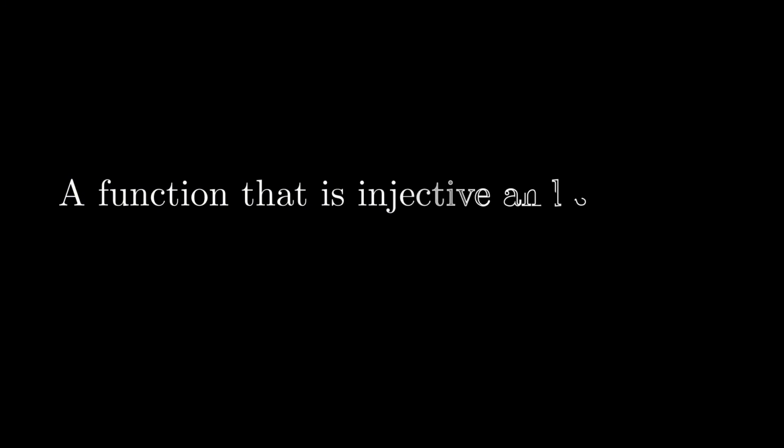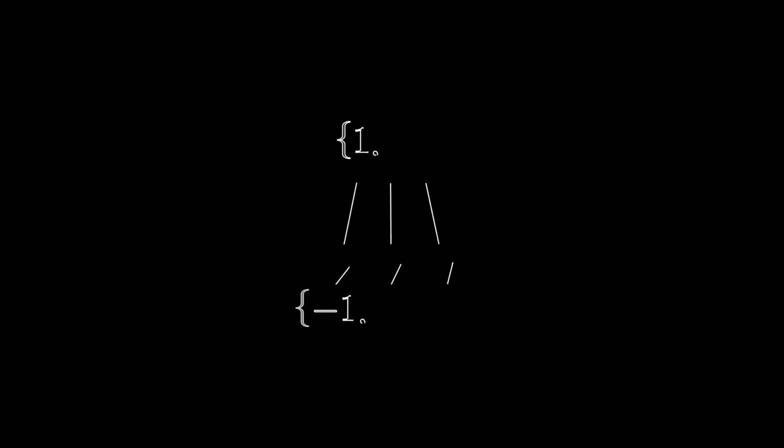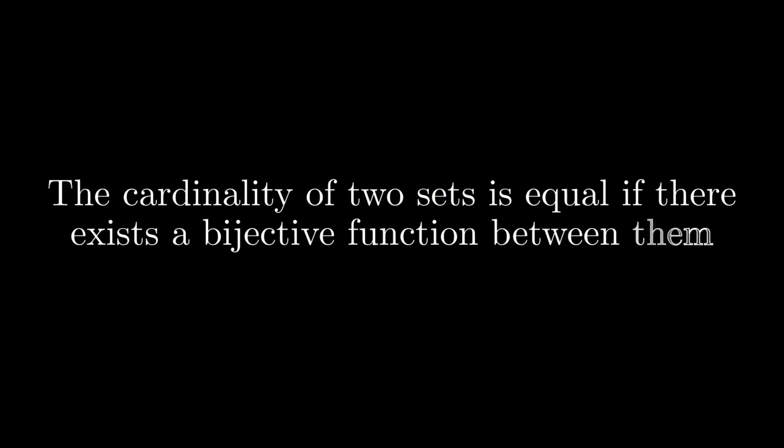A function that is injective and surjective is called bijective. A more intuitive way to think about this would be to think of a bijective function as a function that pairs up elements between the two sets. We can now say when the cardinality of two sets is equal. The cardinality of two sets is equal if there exists a bijective function between them.